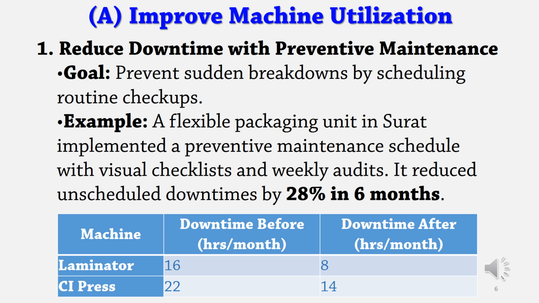For example, for the laminator machine, the downtime before preventive maintenance was 16 hours per month, then it reduced to 8 hours per month. In the same way, for rotogravure press or CI press, downtime reduced from 22 hours to 14 hours. So, regular preventive maintenance is a must for better machine utilization.